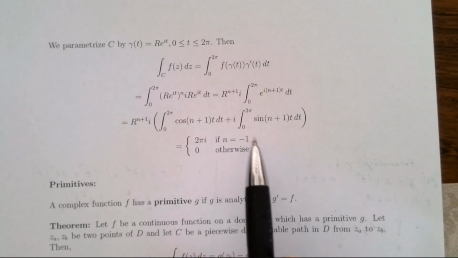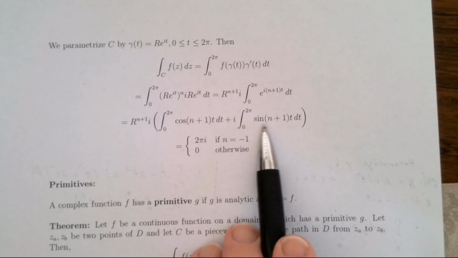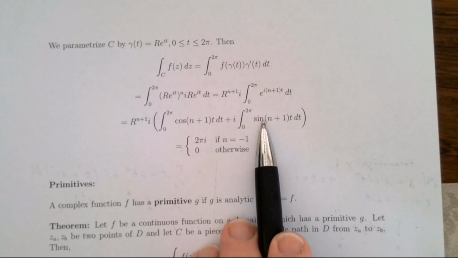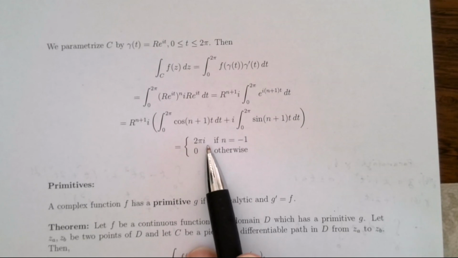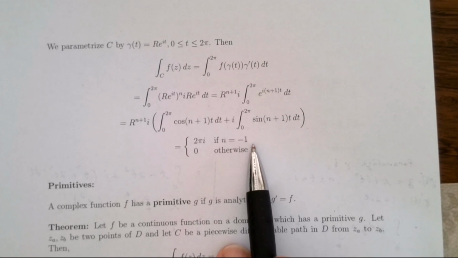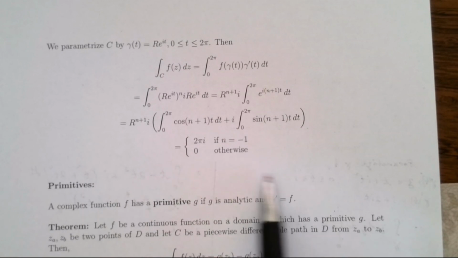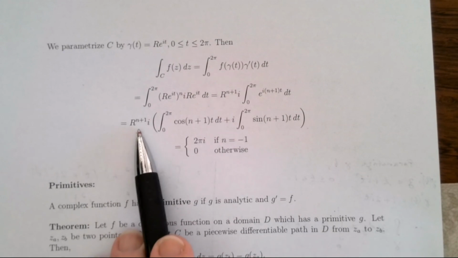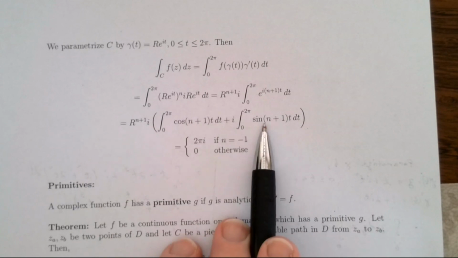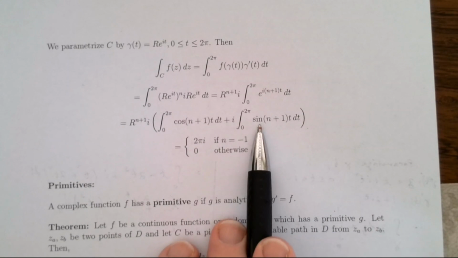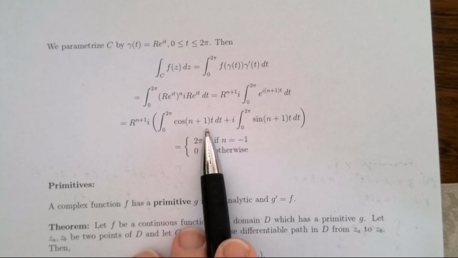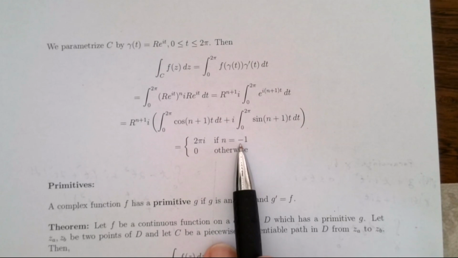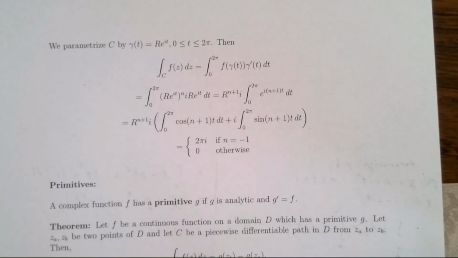And here we're going to get 0, so that gives me 0 here. And so I get 2 pi i in the case when n is minus 1. Of course if n is minus 1, then this collapses down to 1, so I get 2 pi i. And if n is not minus 1, then when you integrate these, you're just going to get a sine or a cos divided by n plus 1, but n is not minus 1, so that will give me 0 when you integrate from 0 to 2 pi.